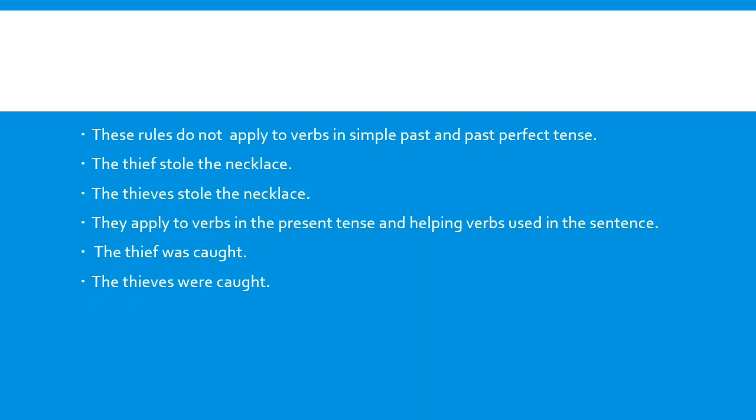Now you can see this sentence is in simple past tense. The thief was caught. Because the helping verb was is being used here, the rule will apply. If the subject is the thieves, which is a plural subject, definitely we will use were. The thieves were caught. Because here in the sentence you can see a helping verb is used. And when we are using the present tense, like simple present tense, up till now we have seen a lot of examples in which the simple present tense is used. The rule applies.